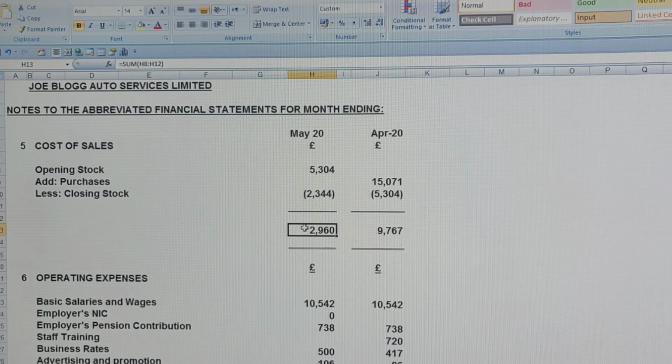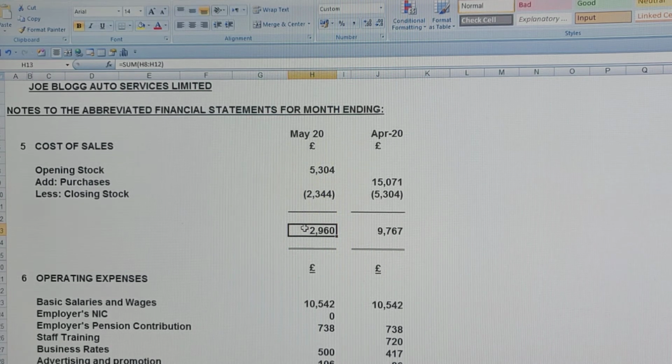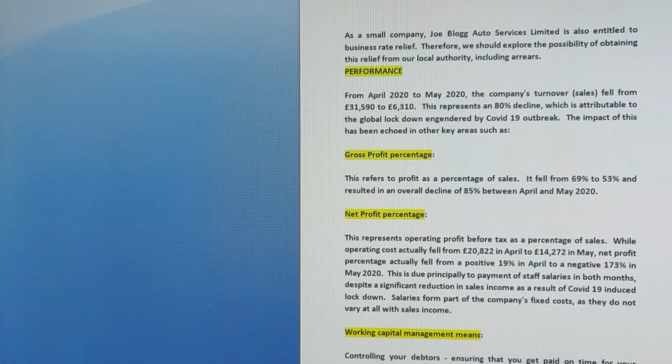But that does not mean that we have been able to control costs there. It's because there has been no business at all due to the COVID-19 outbreak. Okay? There has been no business at all. So that's why the cost of sales is so low. So the decline in the gross profit percentage is actually down to the effect of COVID-19. Okay? Now, the net profit percentage, this represents operating profit before tax as a percentage of sales.